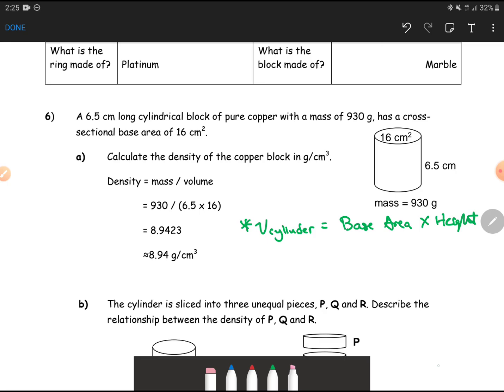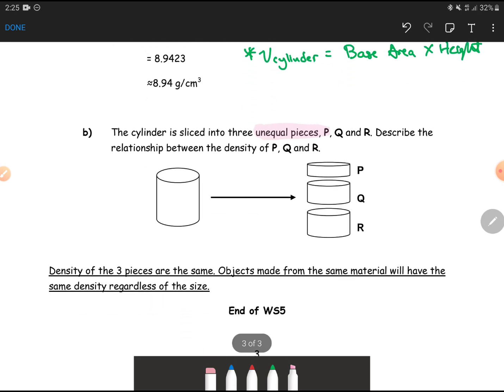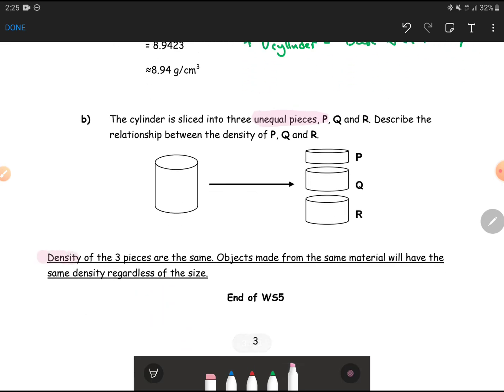Now, moving on. What they said is the cylinder is sliced into three unequal pieces, and they ask you for the relationship between the density of the three of them. Like what I said just now, with the wooden table, you cut it in half, it's still the same wood, it's still the same density. So the density of the three pieces are the same. Why? It's because they are made from the same material, so they will have the same density.